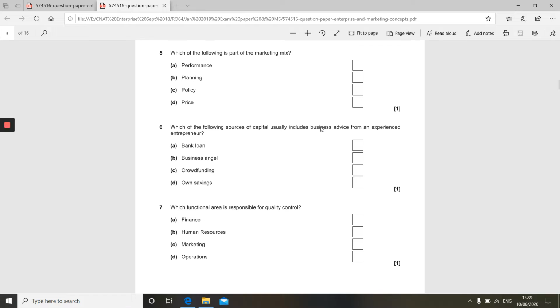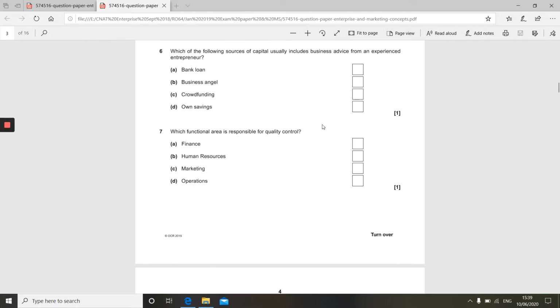Number 7. Which functional area is responsible for quality control? Now, again, we've been looking at functional areas quite recently, so this one should be quite an easy one for you to do. Out of those functional areas there, which one is going to focus on looking at the quality of the products that a business produces?